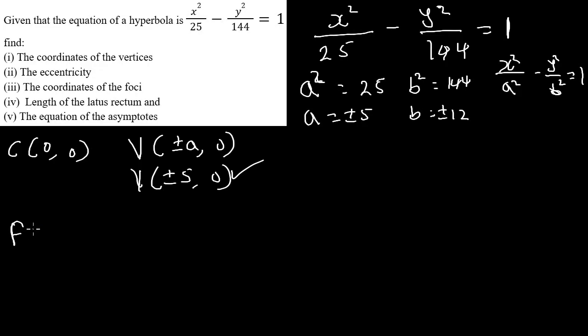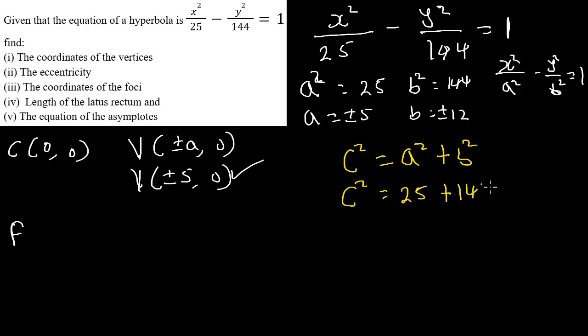So what will be the coordinates of the foci? Now we need the value of c. So there's a formula that connects the values of a, b, and c together. Is that clear? So what's that formula? The formula is such that c squared is equal to a squared plus b squared. In contrast to an ellipse, remember that c squared is equal to a squared minus b squared. But for a hyperbola, it's simply the sum. So this clearly means that c squared will be equal to a squared, which is 25, plus b squared, which is 144. And the sum of these two is 169.